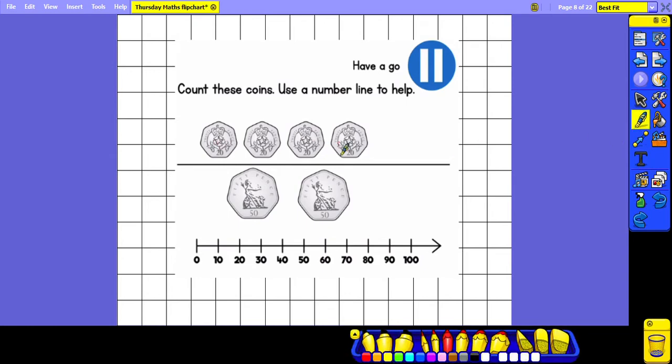So if I'm counting the 20s, I'm going to do 1 jump to 20, cross that off, and then another jump to 40, and then another jump to 60, and finally a jump to 80. So altogether there is 80 pence.